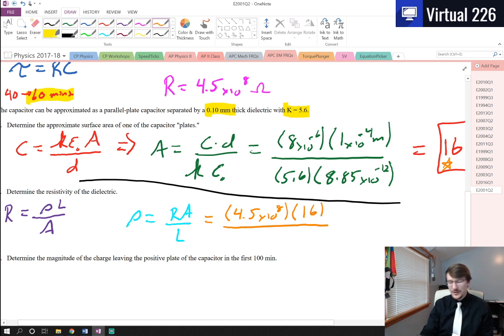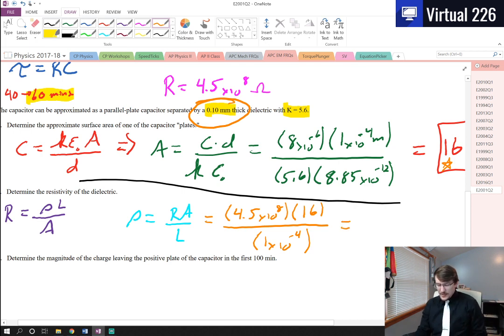And then the length here, well, normally when we talk about wires, we talk about some extruded length. Our length here is actually the 0.1 millimeter thickness. That's all the length that we have, so to speak, within this dielectric. So that's just going to be 1 times 10 to the minus 4 meters again. And, oh boy, 4.5 times 10 to the 8th times 16 divided by 1 times 10 to the minus 4. We're going to get 7.2 times 10 to the 13th. And our units for that are going to be ohms.